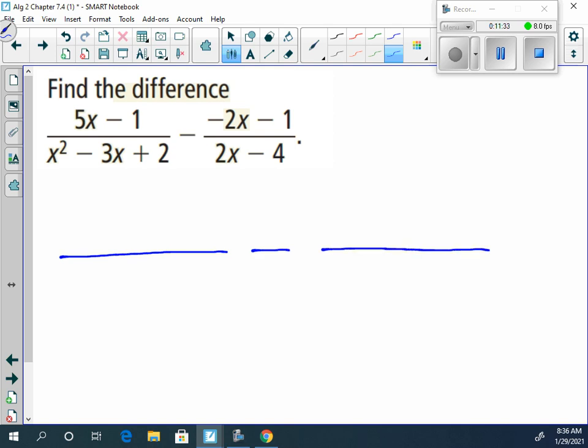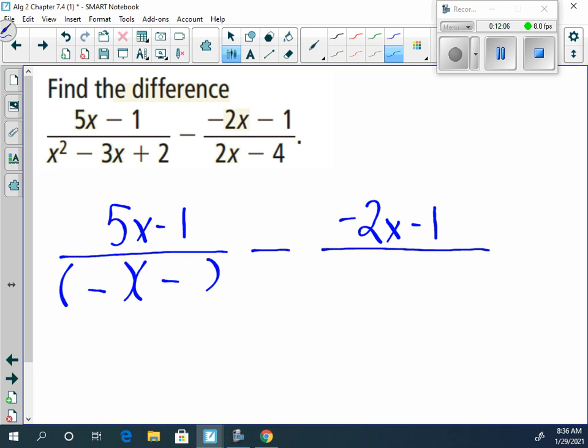So we're looking at another one, and again, we're not going to do anything with the numerators. We're going to leave them alone. But we do need to simplify the denominators. We need to factor those, if possible. X squared minus 3x plus 2. Well, since the 2 is positive, the signs are the same and both negative because the middle term is negative.